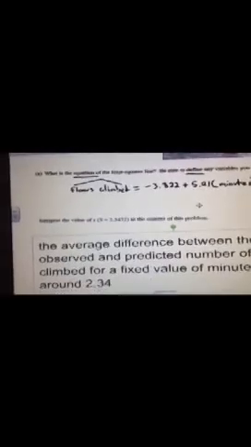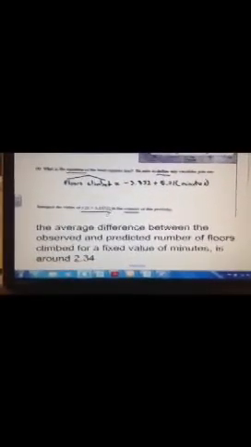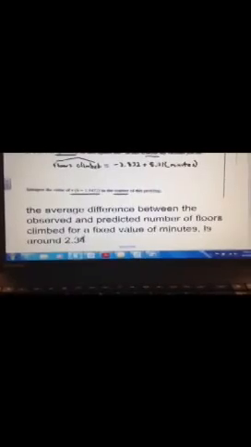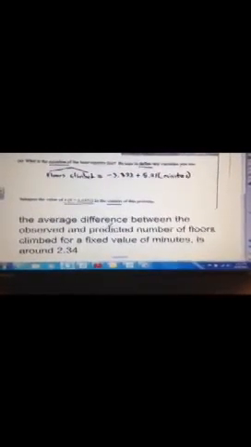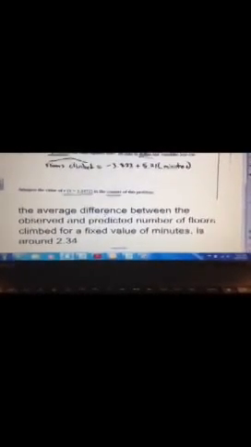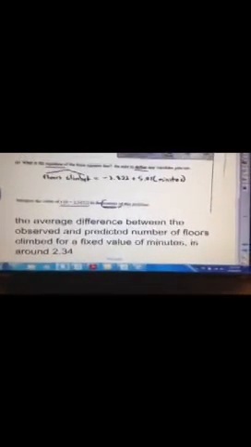And finally, you have to interpret what the S value means in context. So basically you want to say S is the average difference between the number of observed and predicted number of floors climbed for a fixed value of minutes, which is 2.34. It's the average distance of a residual. It's the average length of a residual. But you can't say residual because you have to tie it into the context of the problem.